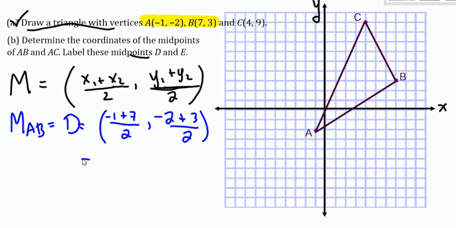Doing the math on this, point D is 6 divided by 2. That's 3 for the x-coordinate and a half for the y-coordinate. On my diagram, I need to put a point at (3, 1/2), which is right there, and which definitely looks like the midpoint of AB.